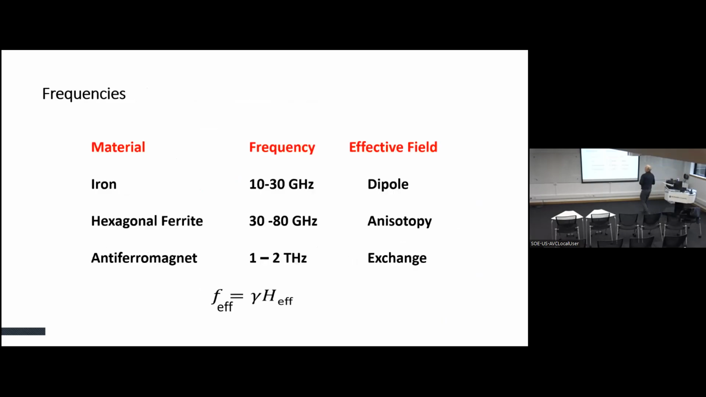So we could look at where is our resonance frequency for different materials. Iron, 10 to 30 gigahertz. Hexagonal ferrites, they have a big anisotropy field, so it's higher frequency. And the first thing I want to talk about in more detail is antiferromagnets, where it's an exchange field, which is very large, and that gets you into the 1 to 2 terahertz range. Okay.